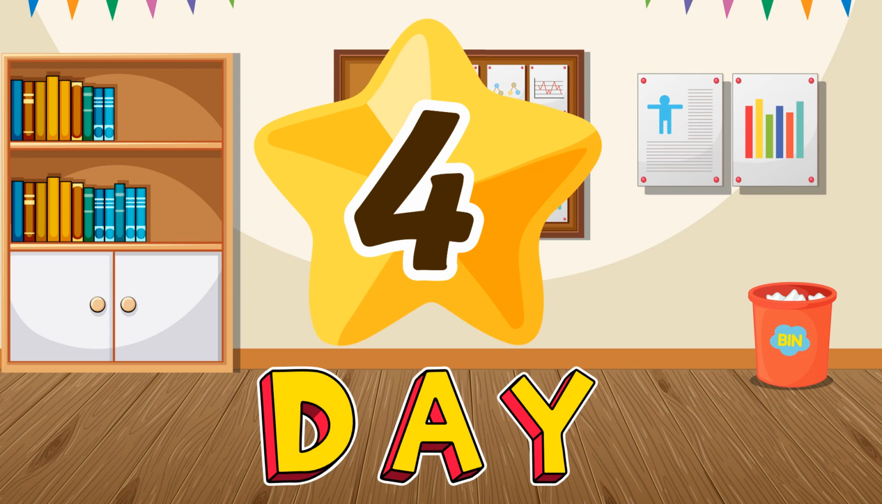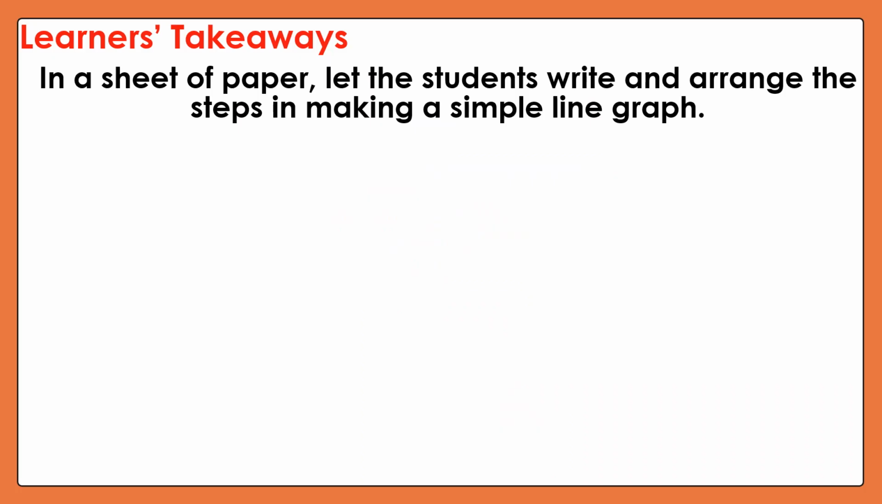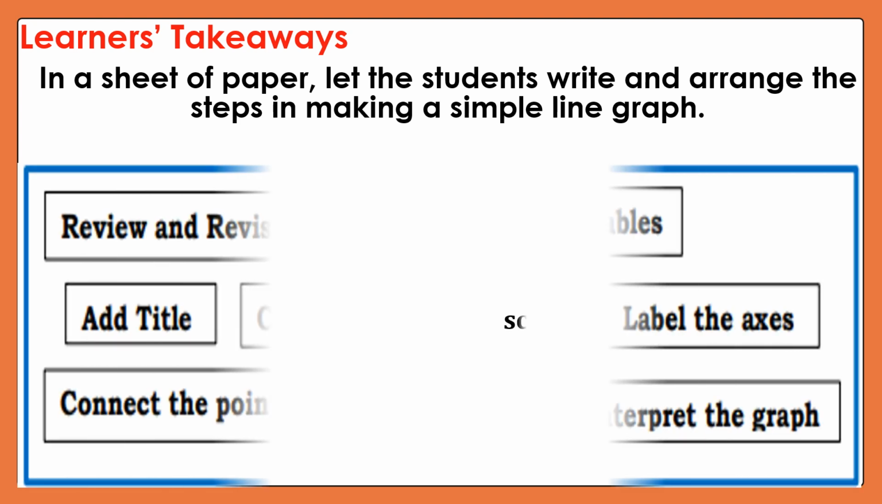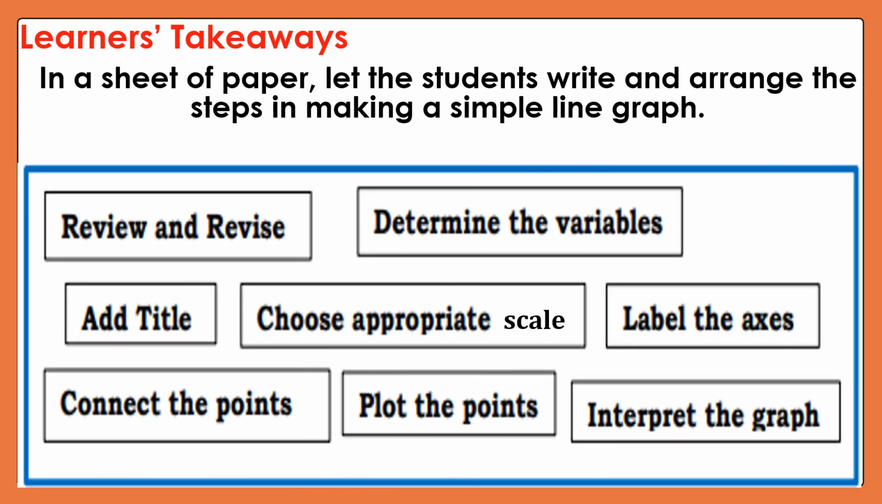Day 4. Learners' takeaways. In a sheet of paper, let the students write and arrange the steps in making a simple line graph. Review and revise, determine the variables, add title, choose appropriate scale, label the axes, connect the points, plot the points, and interpret the graph.